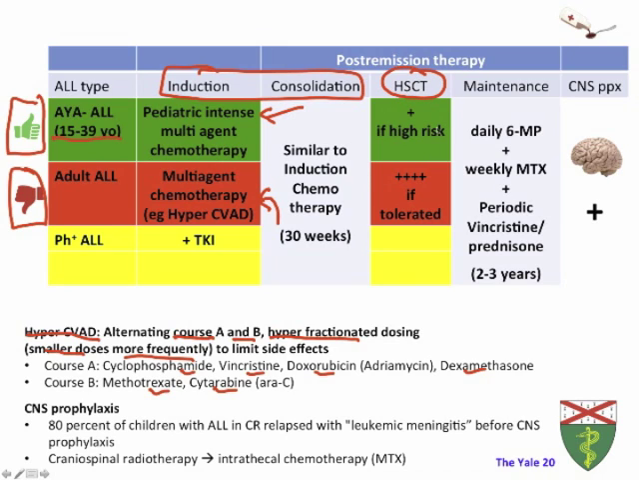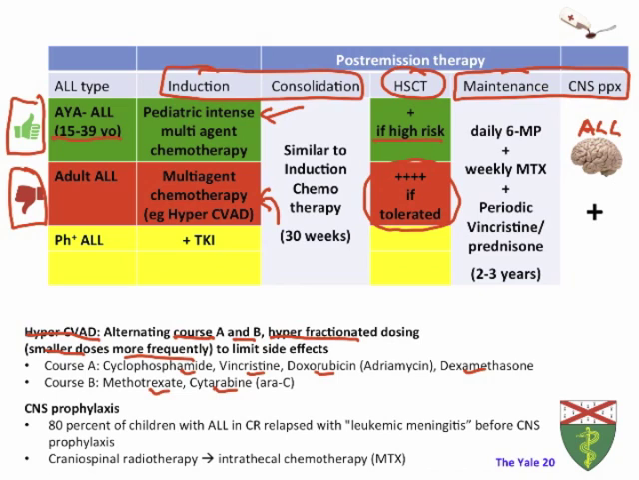Young patients need them only if they are higher risk patients. Older patients will always get a stem cell transplant if they can tolerate it. And then, most importantly, they need maintenance chemotherapy and CNS prophylaxis. ALL loves to go to the CNS, and they need intrathecal chemotherapy.